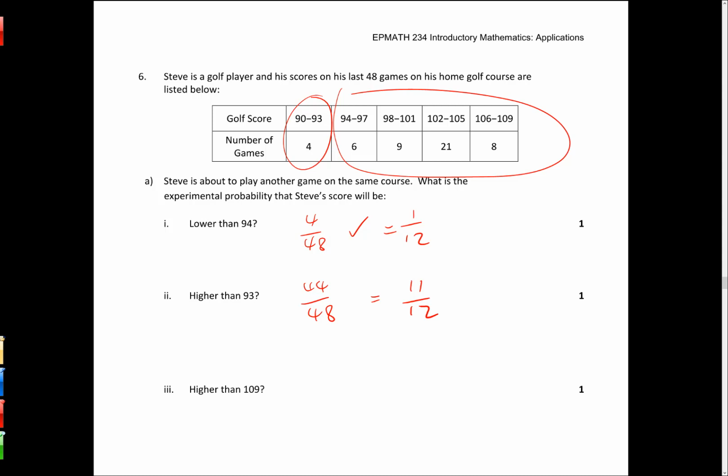Higher than 109? Well, we're not saying it's impossible to happen, but his experimental probability says he never got higher than 109. So it's got an experimental probability of 0. It doesn't happen.